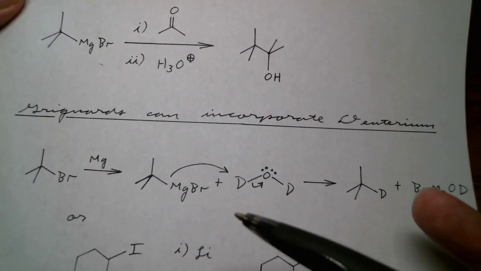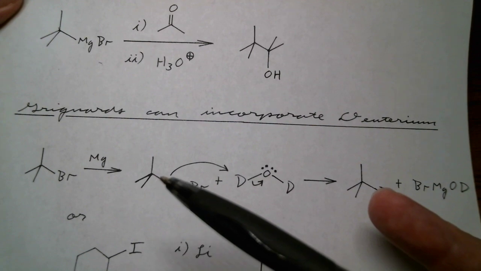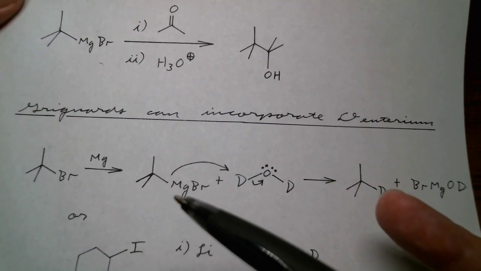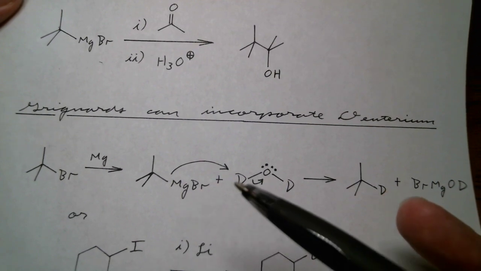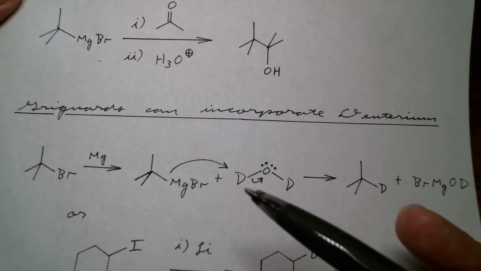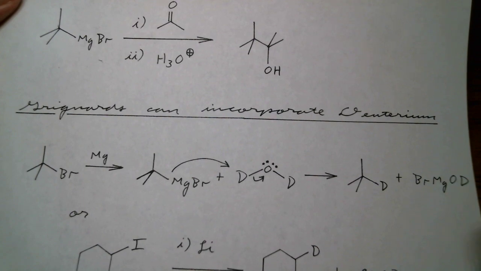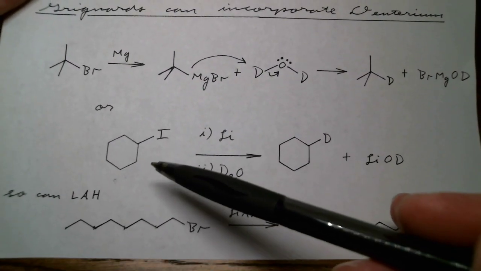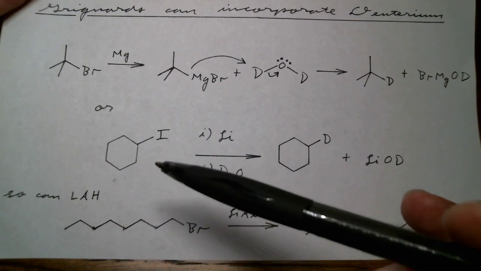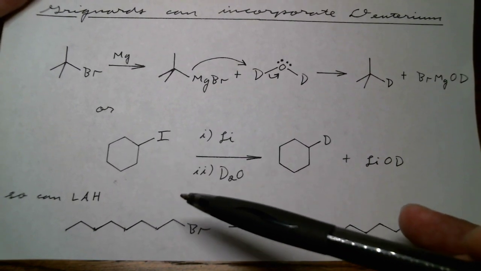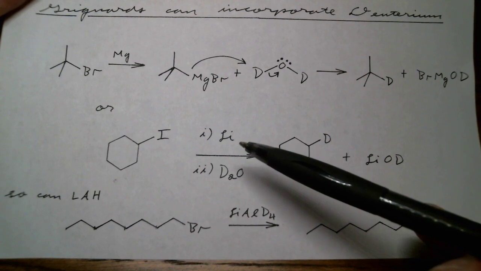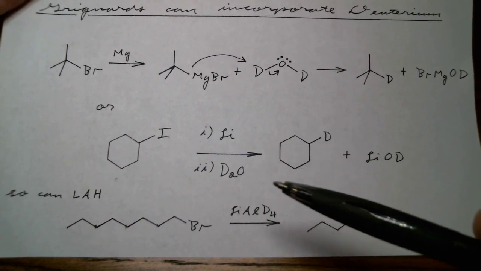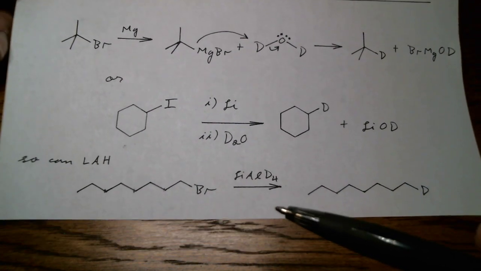Interesting. Every year, I know students want to attack the oxygen and form a bond to oxygen at that Grignard carbon, but no, they really go after the hydrogens, or in this case, the deuterium. Here we've got iodocyclohexane. We add lithium, we would form an alkyl lithium. Of course, it's going to be excess lithium. And then we add D2O, and we've incorporated deuterium in our cyclohexane.